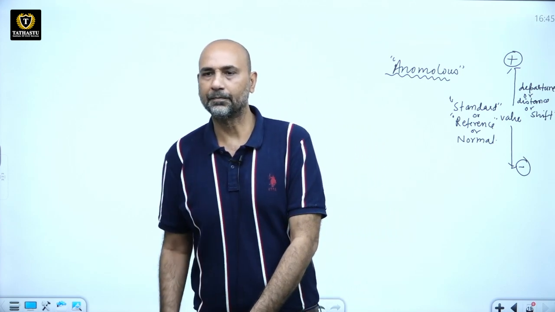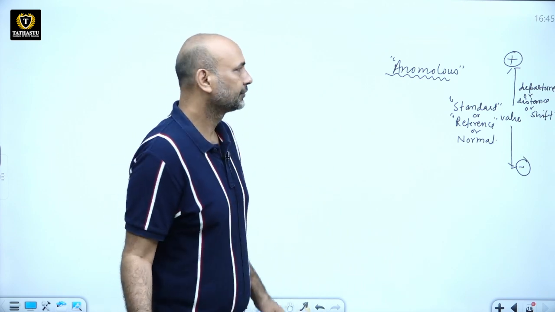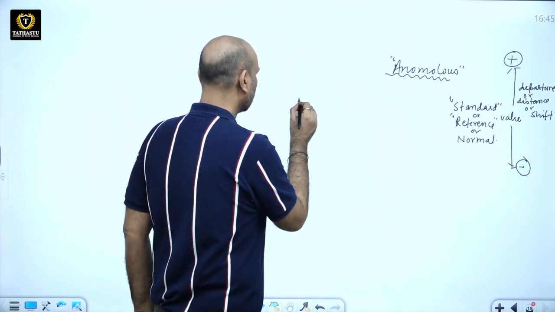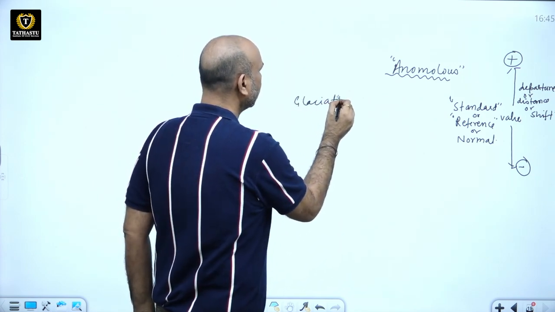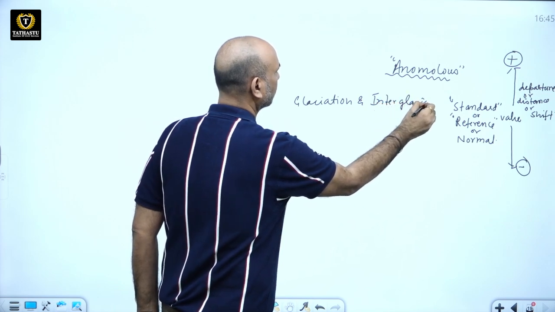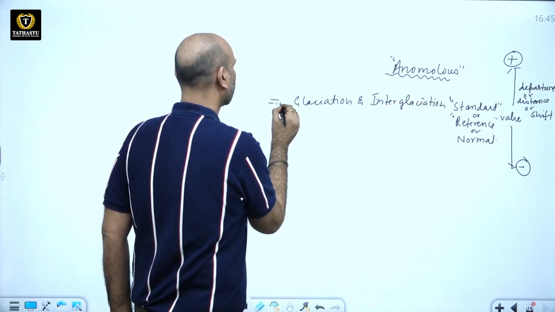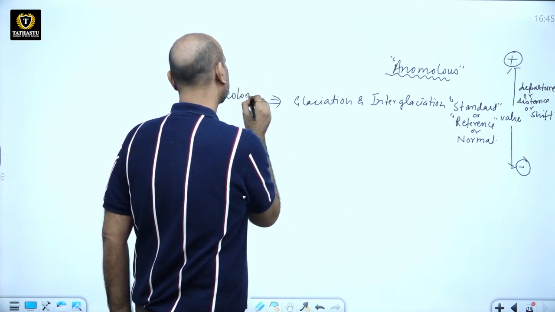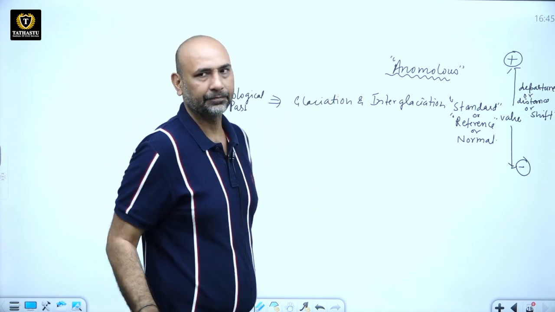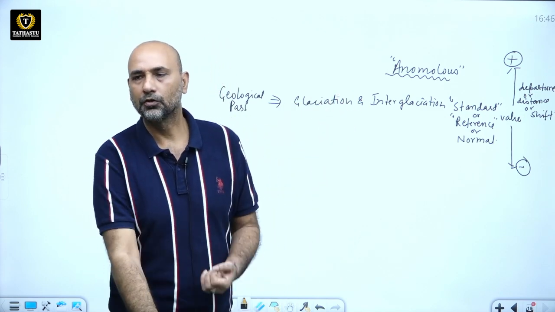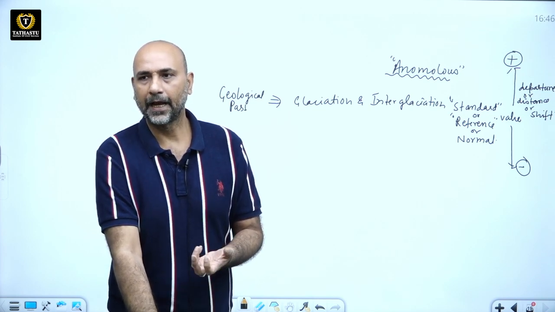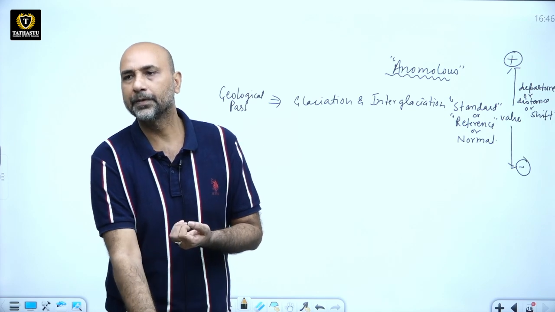Examples of anomalous temperature I am giving you. Periods of glaciation and interglaciation in geological past represent anomalous temperature. During the period of glaciation, there was expansion in the size and thickness of glaciers. That was the period of global cooling.